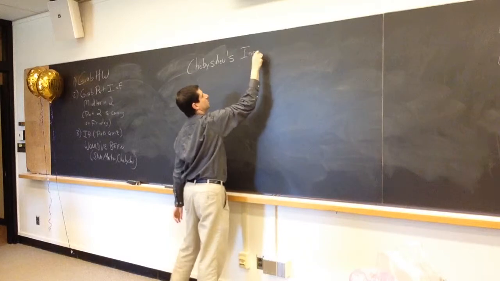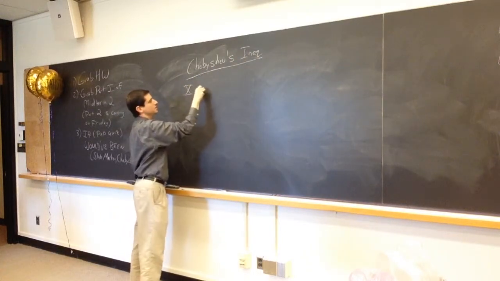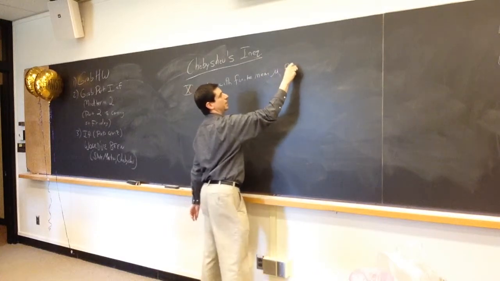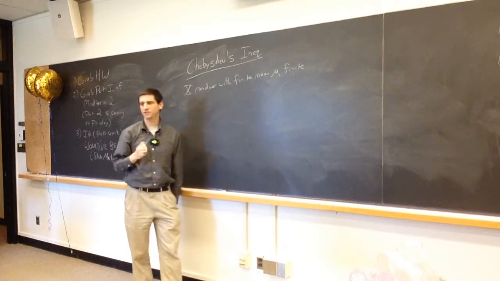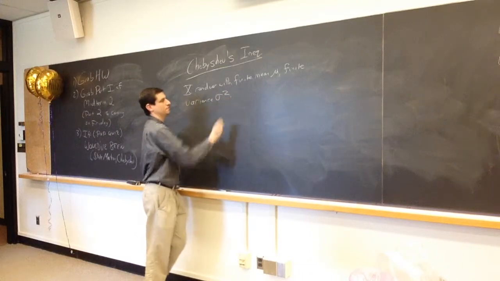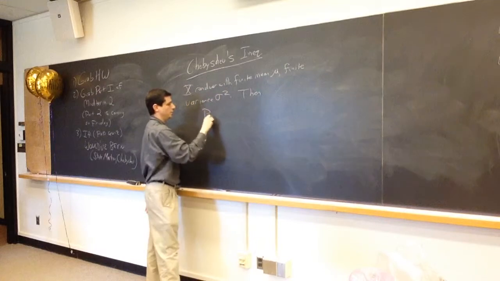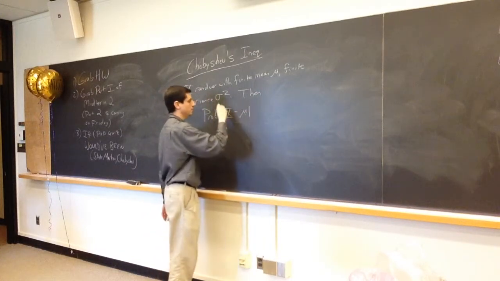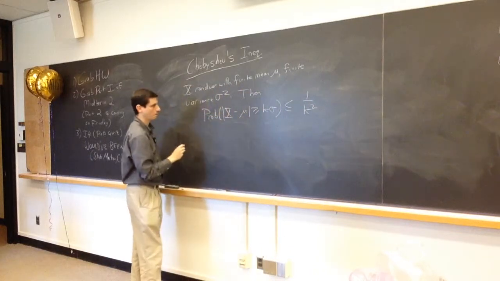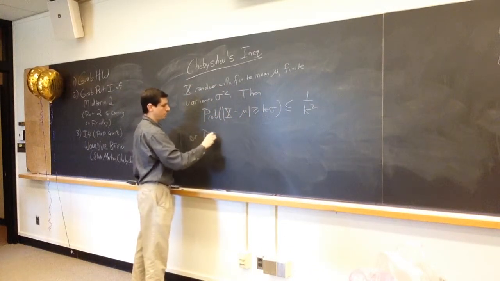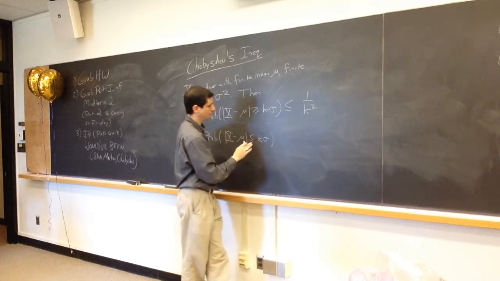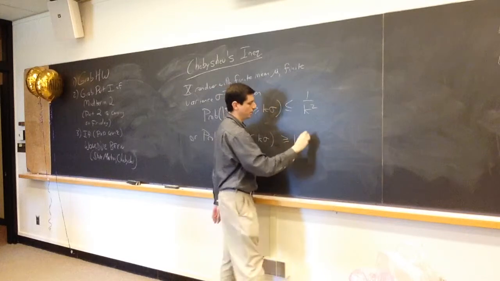Chebyshev's inequality. All right, so x is a random variable with finite mean mu and finite variance sigma squared. Then the probability that |x minus mu| is greater than or equal to k sigma is less than or equal to 1 over k squared. Or the probability that |x minus mu| is less than or equal to k sigma is greater than or equal to 1 minus 1 over k squared.